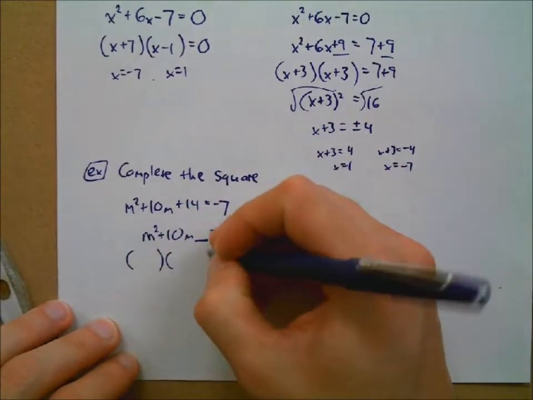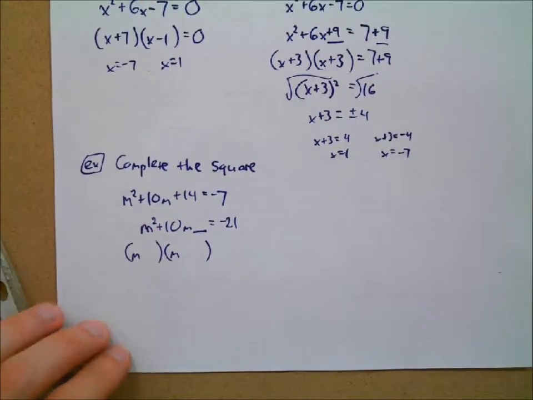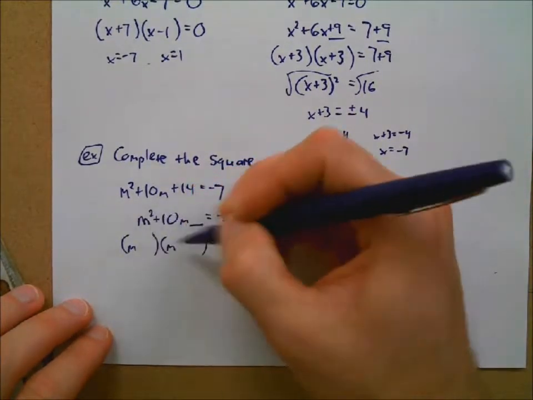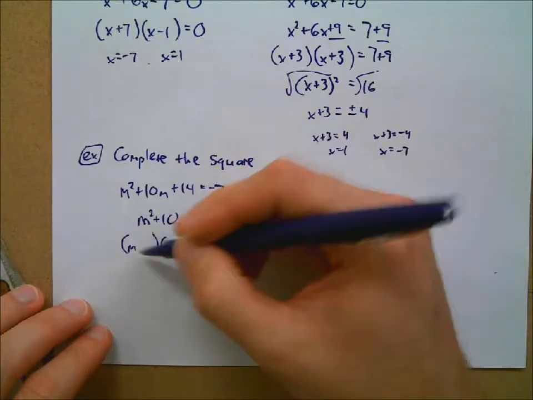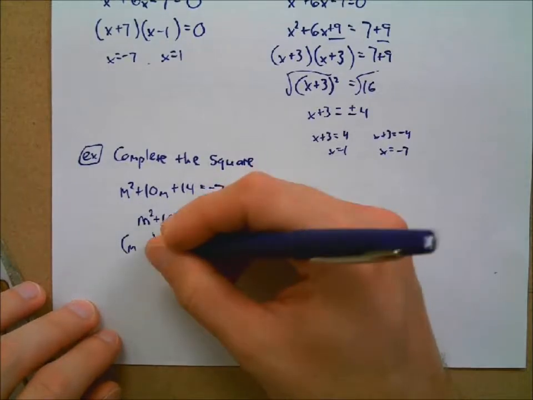So we have an m here. We have an m here. Let's check to make sure that they're right. Okay. So we know m times m will give us the m squared, and then this one will multiply with this m, this one will multiply with this m, and they have to add up to make 10. We need to do the same, so what's the number that's going to go in here? 5, right, yeah, 5 and 5.